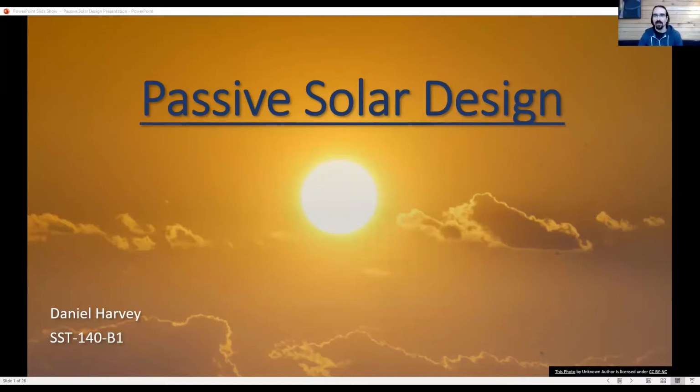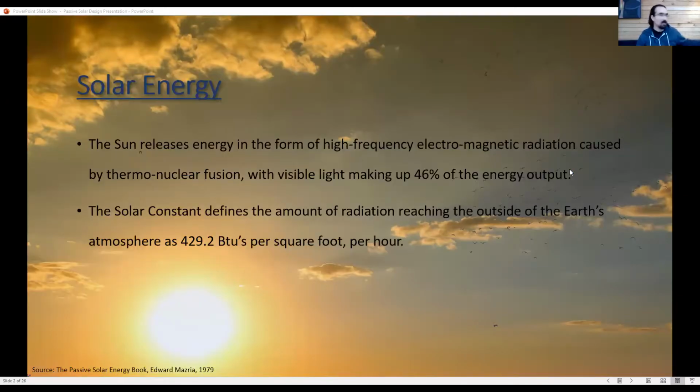This presentation is on passive solar design. And as we know, the sun releases a lot of energy. A lot of that energy reaches our planet, and a lot of the energy that we use on our planet comes from the sun. The sun releases a lot of energy all the time in various types of electromagnetic radiation at a number of different high frequencies. Visible light is almost half of that energy output.